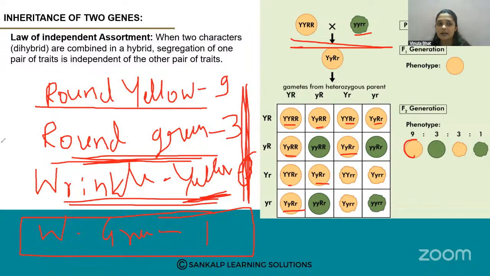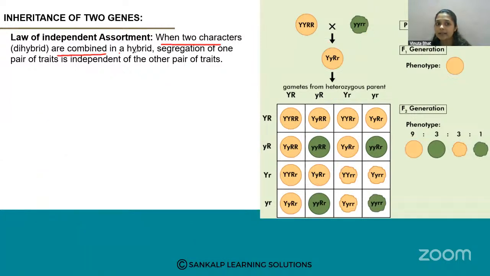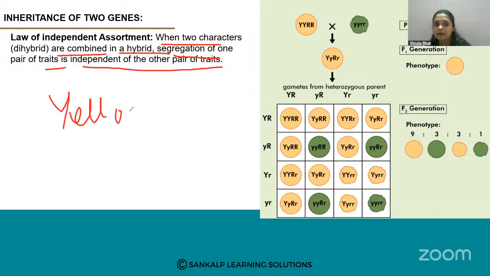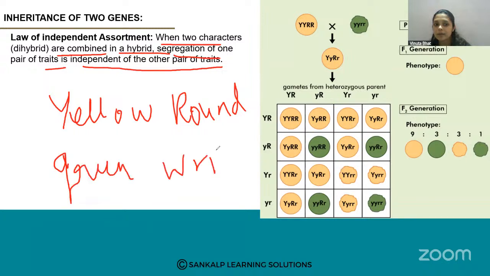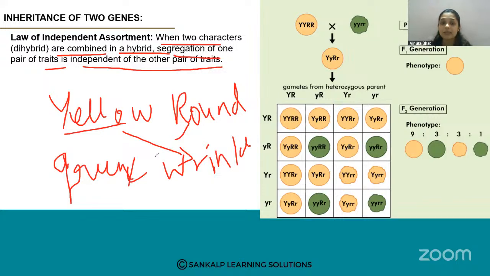of the plants. So what it explains is, when 2 characters are combined in a hybrid, segregation of one pair of traits is independent of the other pair of traits. Here, segregation of the trait, now see. We took yellow round, green wrinkled, right? What has happened here? Yellow and wrinkled is combined, round and green is combined, right? So this each character, the round character has combined with green, and the yellow character has combined with wrinkled seeds.